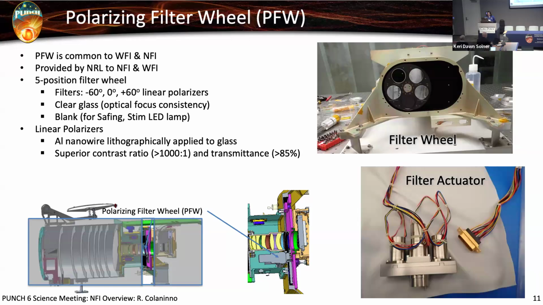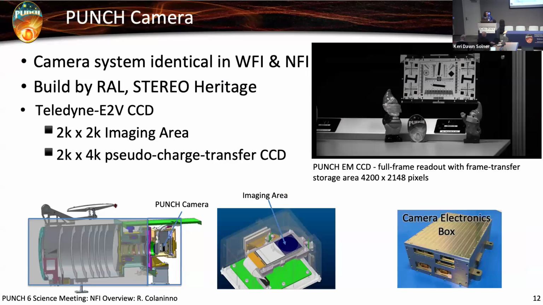And the polarizers we're using are aluminum nanowire lithograph filters. They're really pretty cool and have really great contrast and transmission in the white light. So the PUNCH camera, again, is a common camera for both the WFIs and NIFIs, and is provided by RAL. You can see the elves that made it pictured there with Nick Waltham. So it's going to be a very good camera.